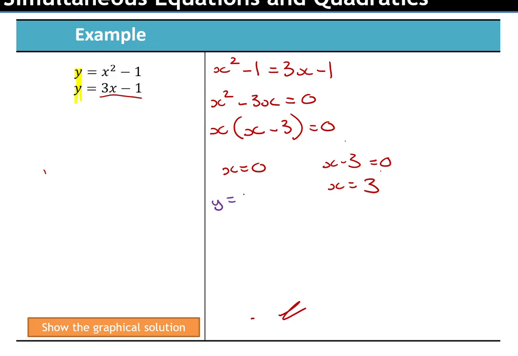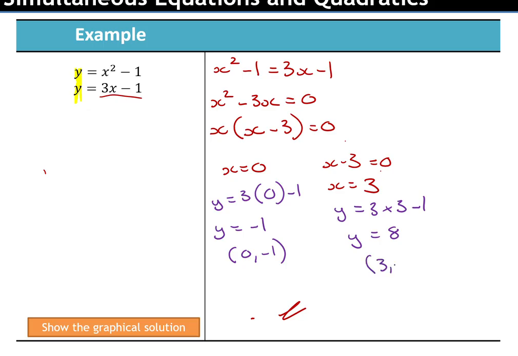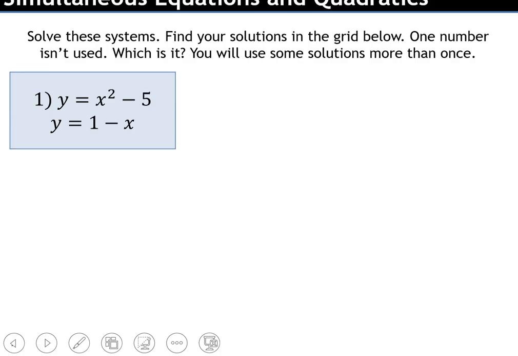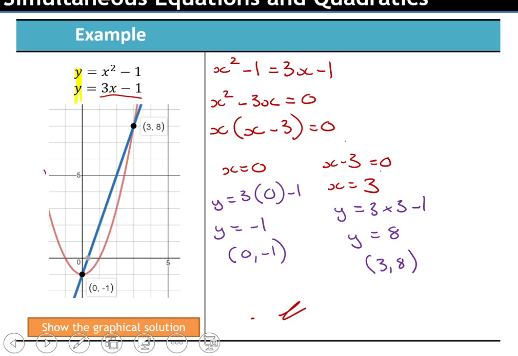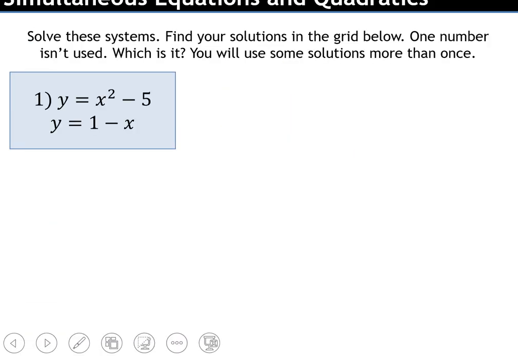That means that I've got y equals 3 times 0, take away 1, and y equals 3 times 3, take away 1. That will give me y equals -1 and y is equal to 8. I'll write them as a coordinate, 0 and -1, and then 3 and 8. Let's double check and look at the graphs, and we can see both of those points. So that's a really easy way of looking at it.